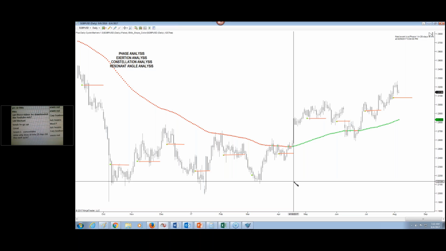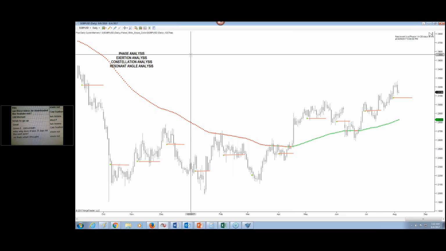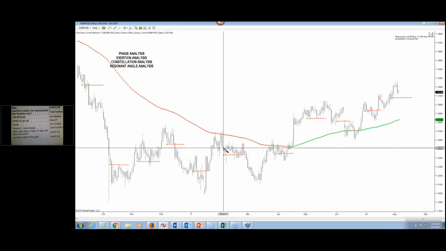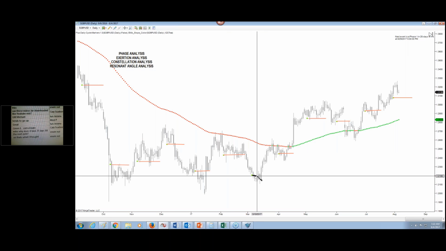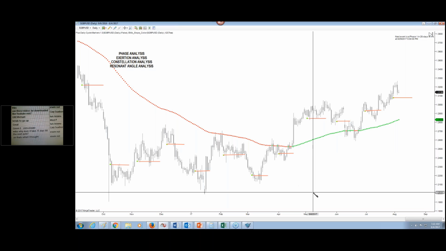Now, if we look at the phase one signal, it is not infamous for its bullish tendencies.